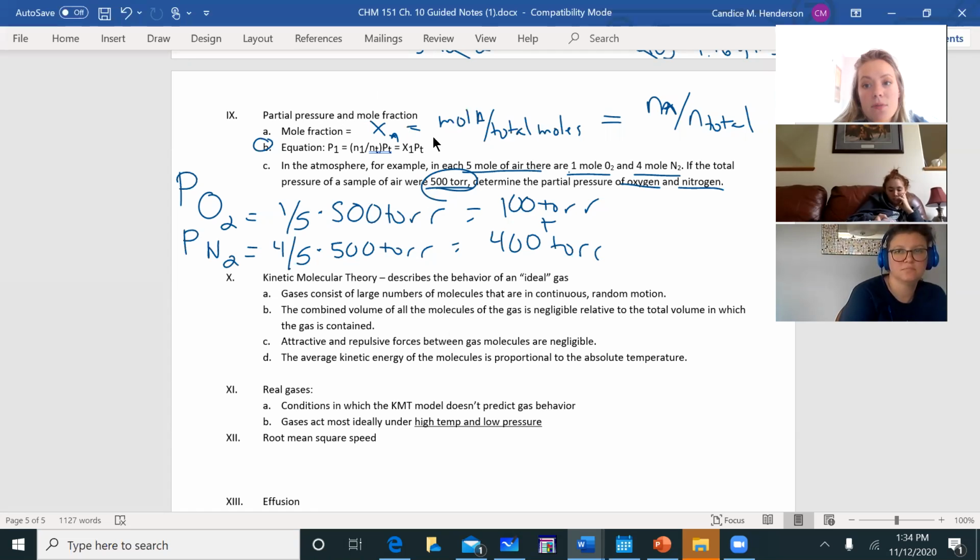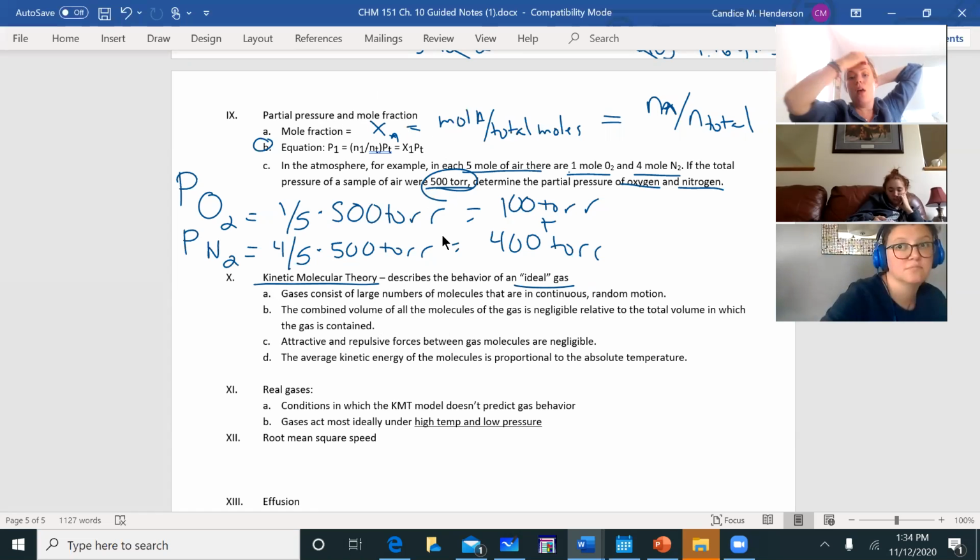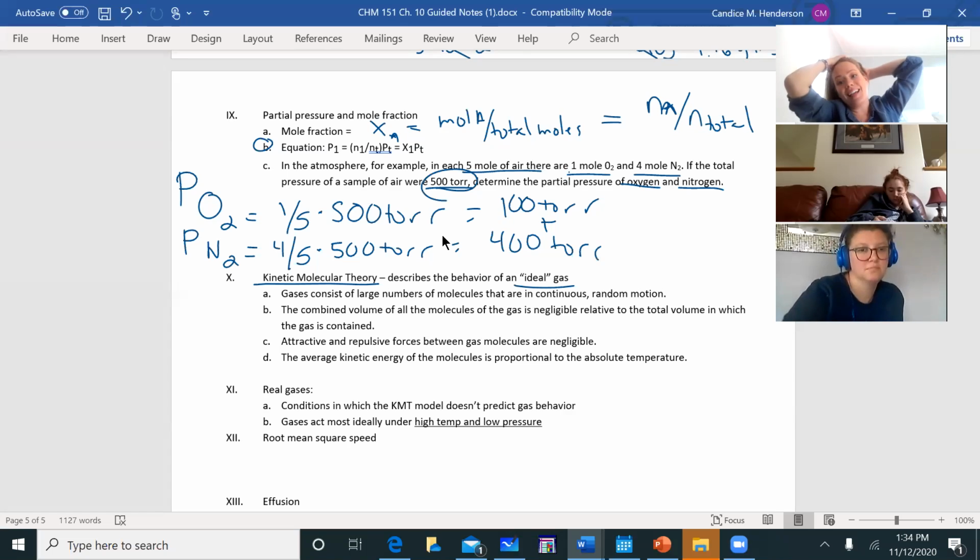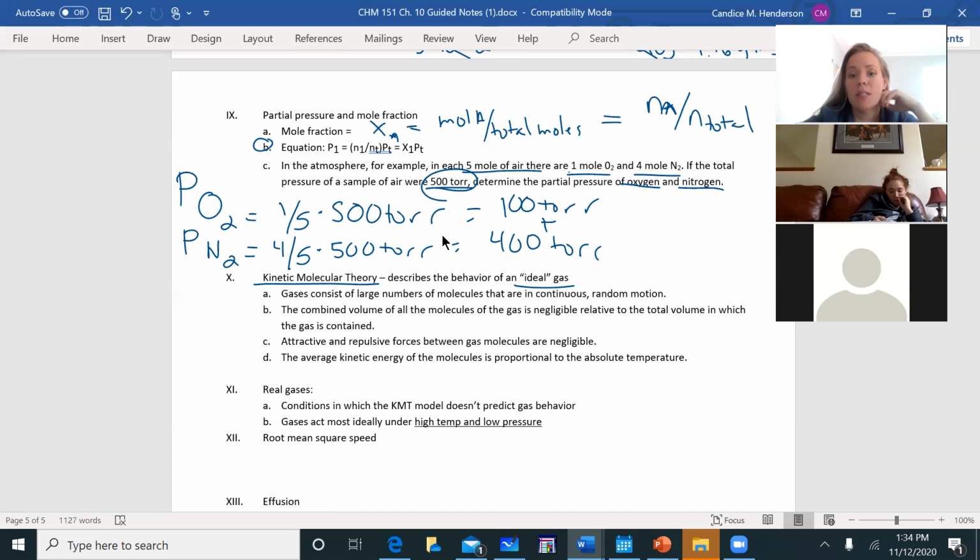So everything we've talked about thus far has been in reference to what are called ideal gases. And the kinetic molecular theory is a theory that describes the behavior of gases when they're acting ideally. Now, they don't always act ideal. Most times they're not ideal gases, but these equations work well enough that we can use them, 98% of the time. Here's some of the things that go along with the kinetic molecular theory.